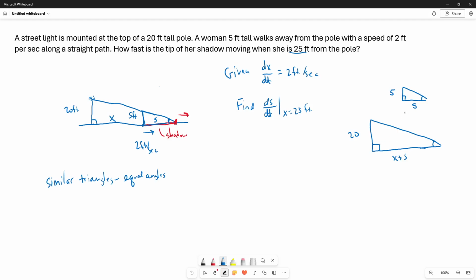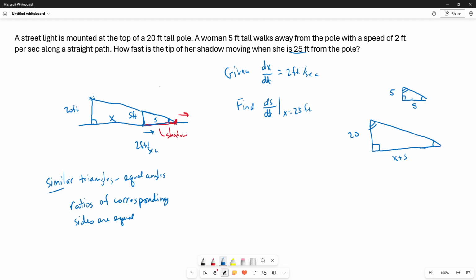So we see that these two triangles have two equal angles, the right angle and the common angle. And then since the angles of a triangle always add up to 180, these two angles are also equal. So these triangles have equal angles, and therefore they are similar triangles. And the property that similar triangles have that we're going to use here is that the ratios of corresponding sides are equal.